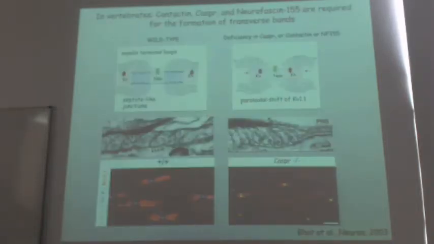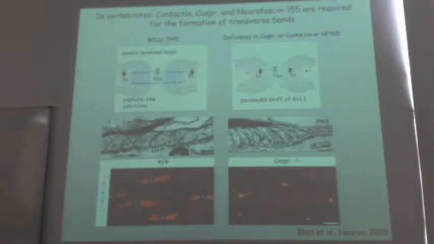As you can see here, in knockout mice for either Contactin or Caspr, or mice deficient for neurofascin 155, there is an alteration of the paranodal junction. This is the wild type here, and here are the pictures of the knockout mice. You can see the disappearance of the transverse bands between the myelin loops and the axons. And the consequence is that the nodal region is enlarged, and the most striking phenotype is that the potassium channels have now moved to the paranodal region.